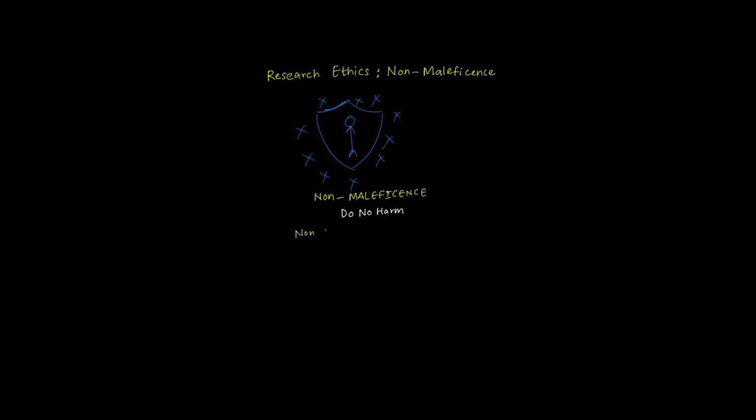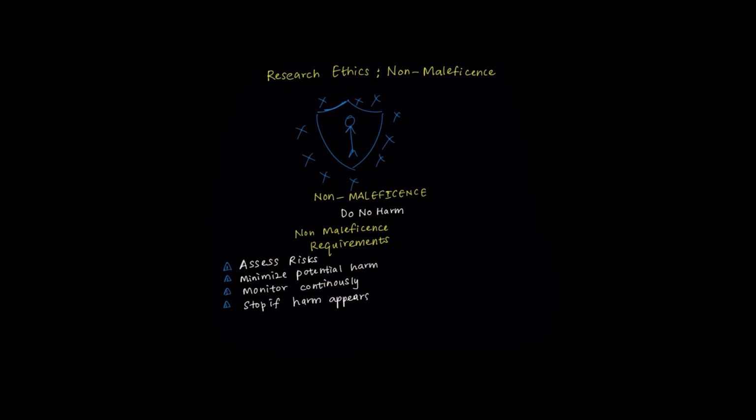This principle requires researchers to carefully assess potential risks, design studies to minimize those risks, continuously monitor for adverse events, and stop the study if harm becomes apparent. It's about being vigilant and protective, ensuring that the pursuit of knowledge doesn't come at the expense of participant safety. While all research involves some level of risk, non-maleficence demands that risks be minimized as much as possible and never exceed potential benefits.